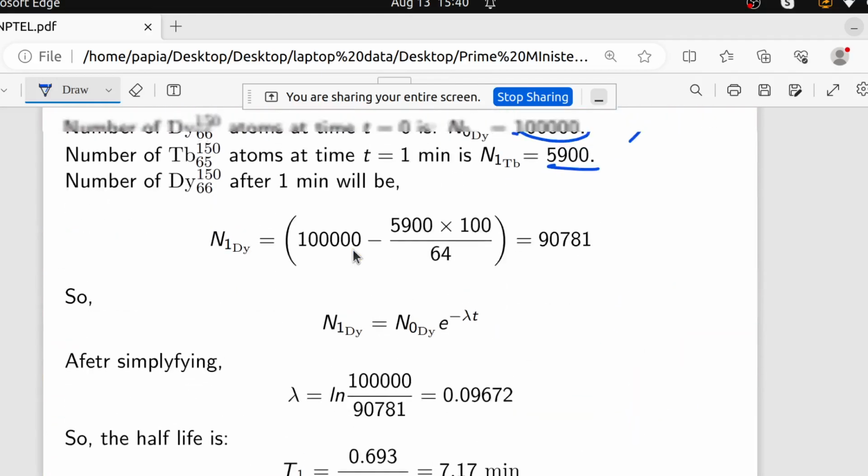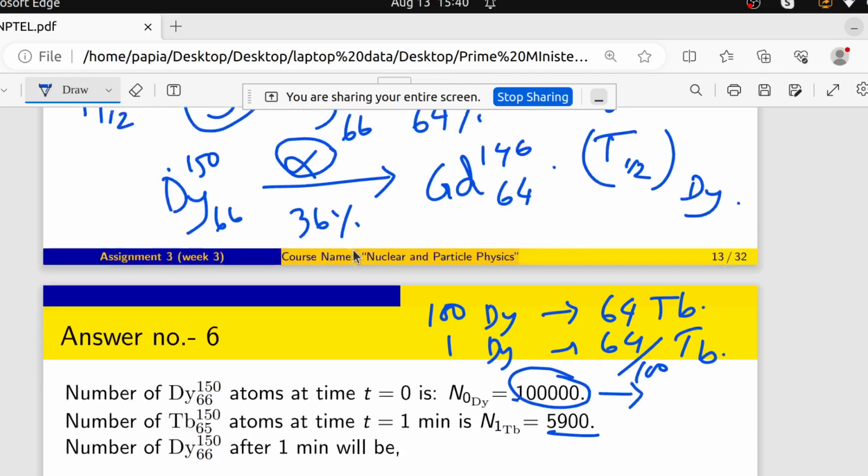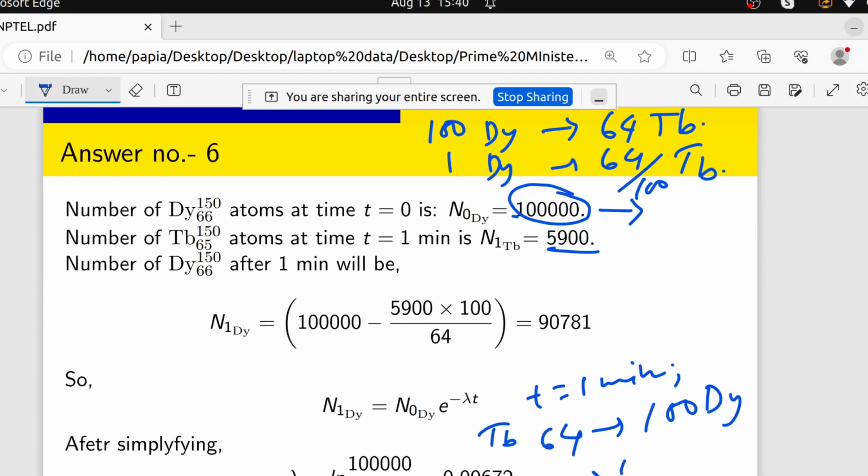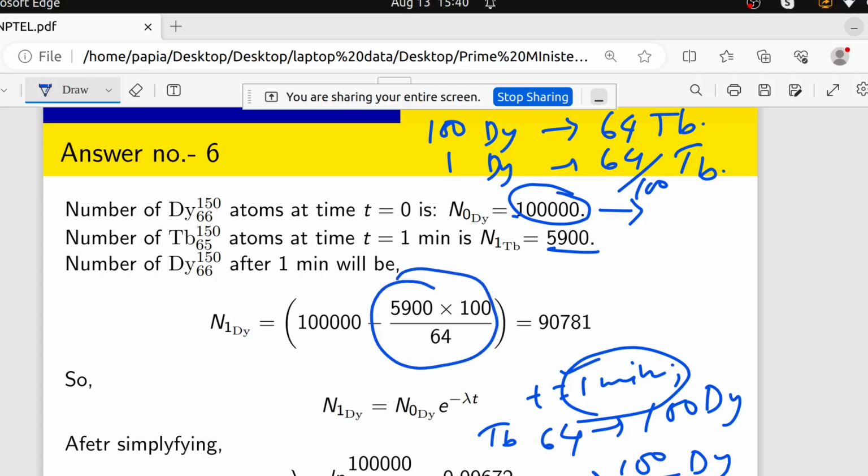So if 5900 Tb is remaining at time t equals 1 minute, 64 Tb was there from 100 Dy. Then 1 Tb will be from 100 by 64 Dy, and at 1 minute how many Tb was there? 5900. So 100 into 5900 divided by 64 Dy will be there in 1 minute. So how many will be left?